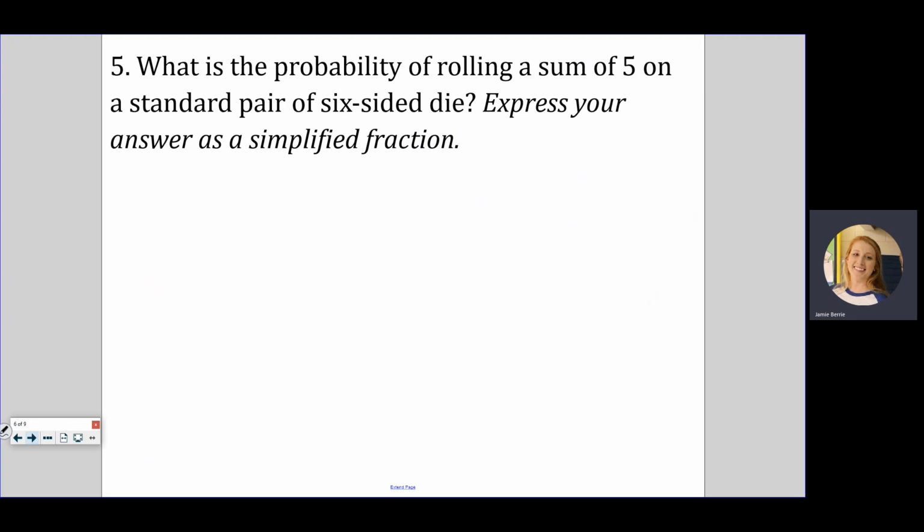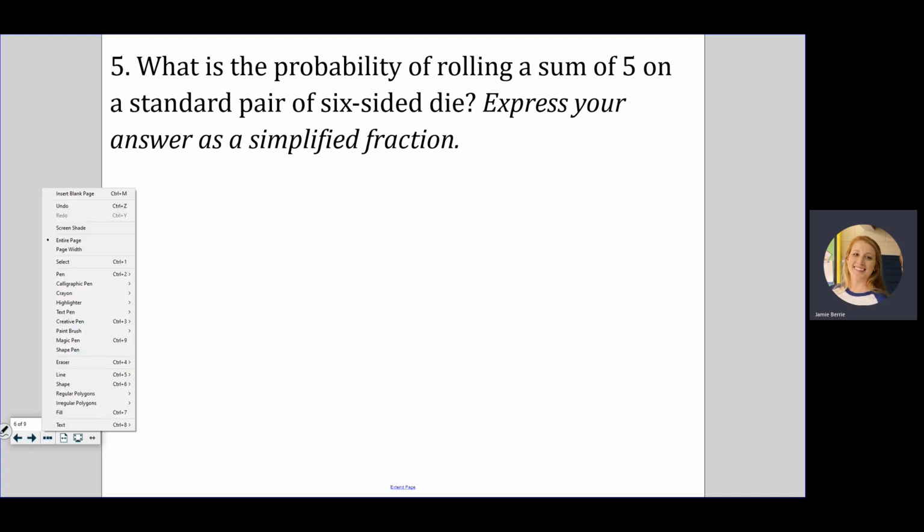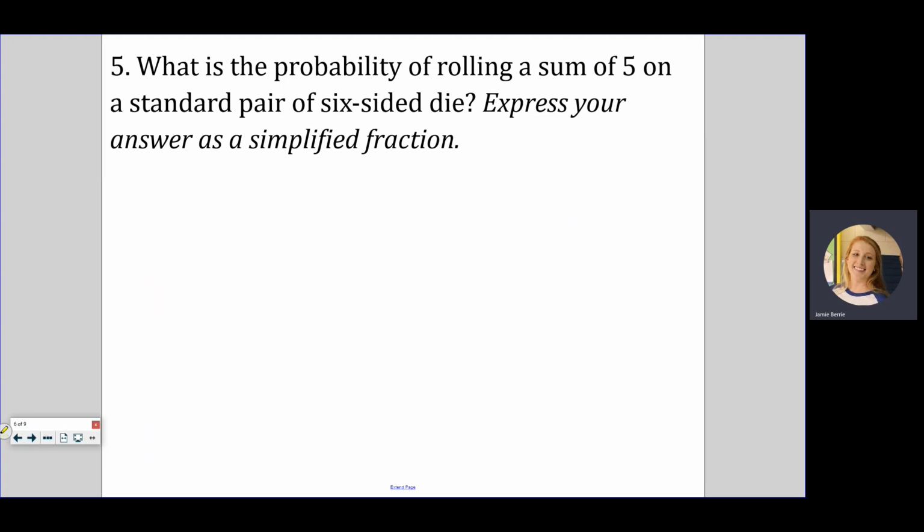All right. What's the probability of rolling a sum of 5 on a standard pair of 6-sided dice? The key word here, and I almost rephrased this because I don't think that it's worded very well, is a pair of 6-sided dice. How many dice is that? 2 dice. So a pair of dice would mean 2 dice.